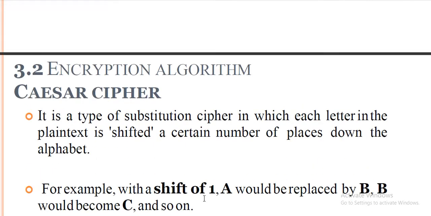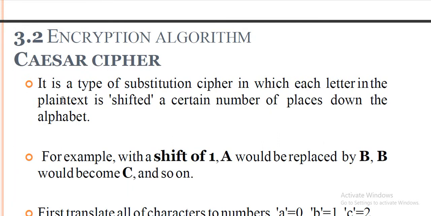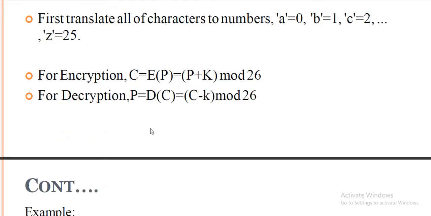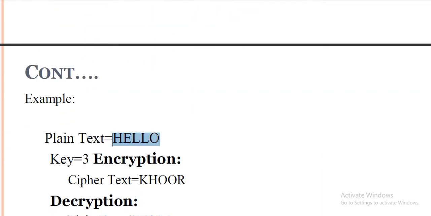In ciphertext, keep in mind the first step: based on the alphabet A to Z, you need to give the numbers. A to Z means 0 to 25, just write it down that way. Then go for the particular message. So plain text is HELLO. Any plain text given to you, go for each and every alphabet and apply the key which is written in your question paper. Whatever key is given, you need to add that to the given plain text alphabet.